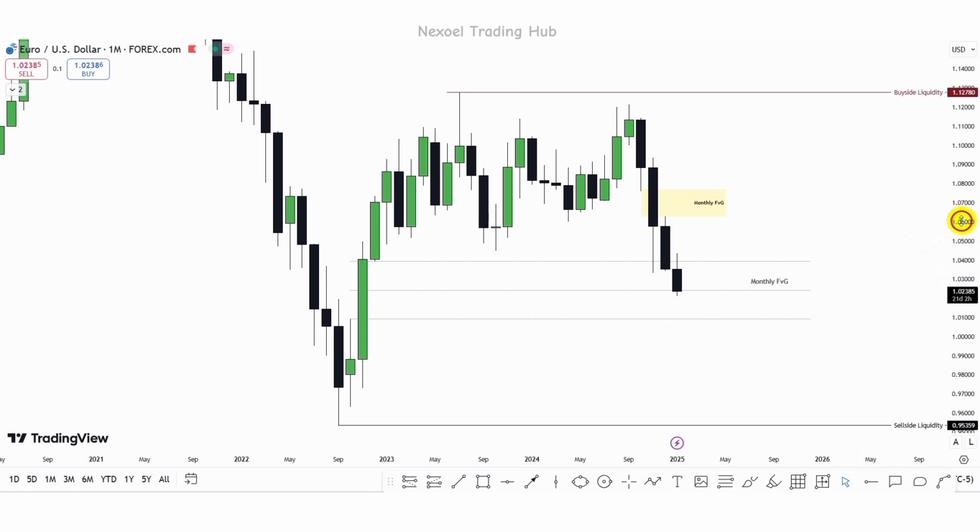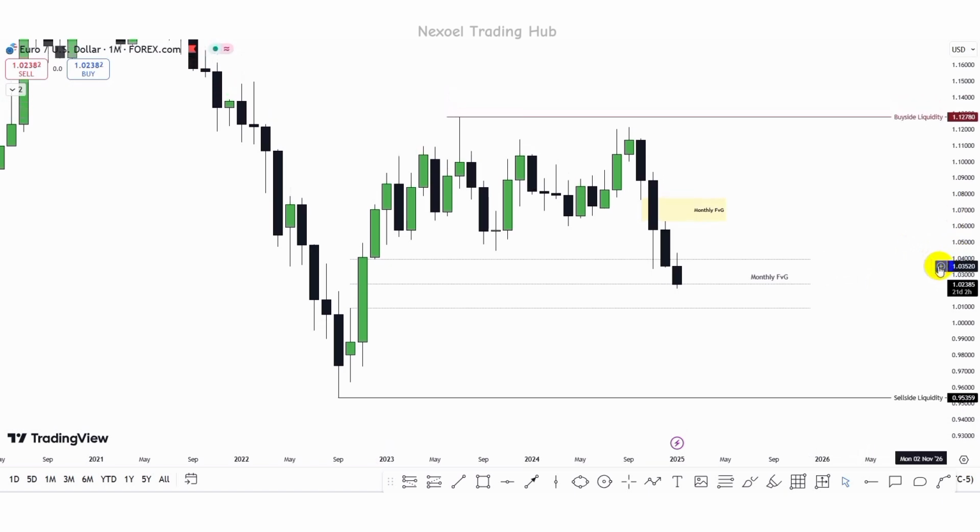Last week we identified from the monthly time frame, we started a top-down analysis because we are in a new year and we wanted to see the delivery of the past months. And what we saw was price returning into this monthly fair value gap. This was December's monthly candle, and then we saw this monthly fair value gap.